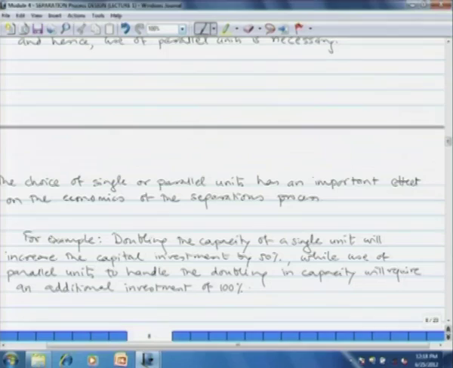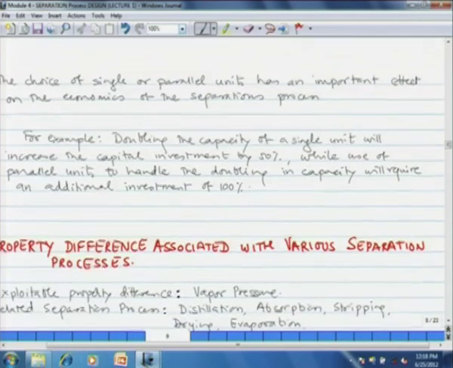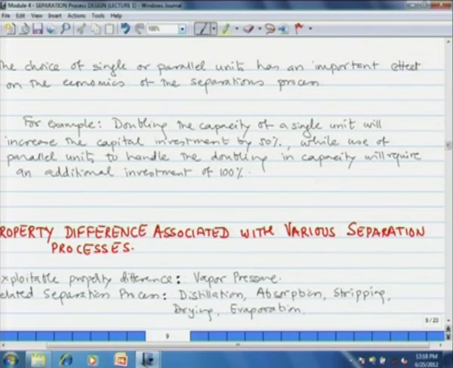So, two distillation columns, the fixed cost will be higher because you are having two separate units. There is always an economy of scale. If you have one big single unit, it will definitely cost less than two single units of the same total capacity. Doubling of the capacity of a single unit will increase the capital investment by 50%, while use of parallel units to handle the doubling in capacity will require an additional investment of 100%. That is what is obvious from the discussion that we just had.